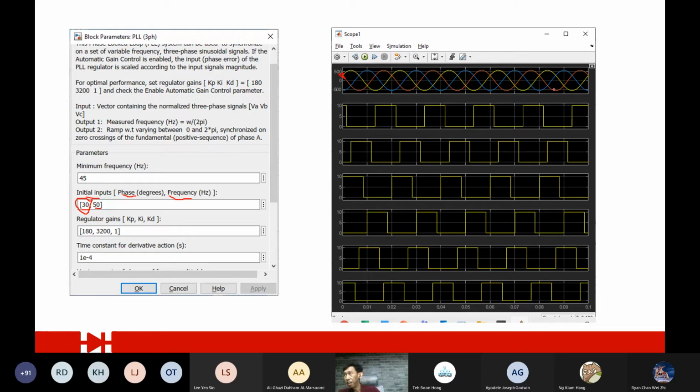You see in this AC three-phase waveform, it never starts at 0. When the generator runs, you can see that the yellow phase actually starts at 30 degrees. So you have to set them correctly in the PLL so that it can track much more accurately.